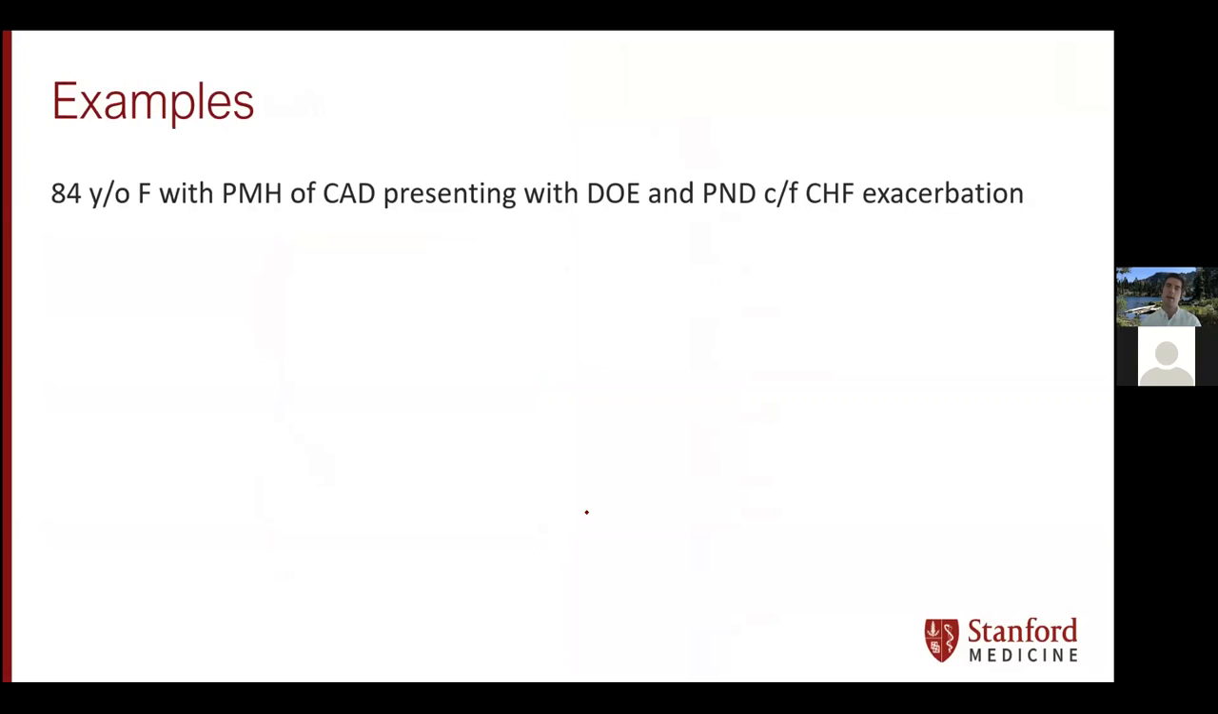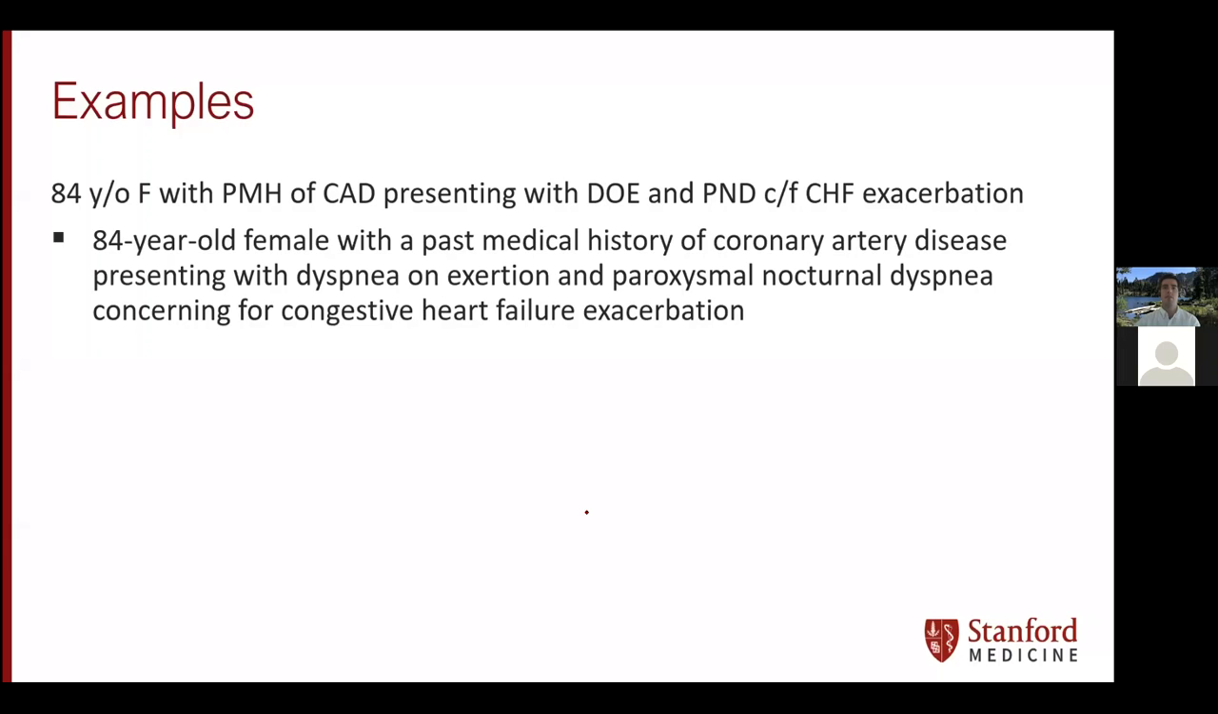So let's see how we can use this. Same thing, this is that 84-year-old female, PMH of CAD, presenting with DOE and PND, C/F CHF exacerbation. So what does that mean? Yeah, so this is an 84-year-old female. She has a past medical history of coronary artery disease. She's coming in with dyspnea on exertion and paroxysmal nocturnal dyspnea, which is concerning for congestive heart failure exacerbation. So this provides the history that leads to the diagnosis that you're thinking about.